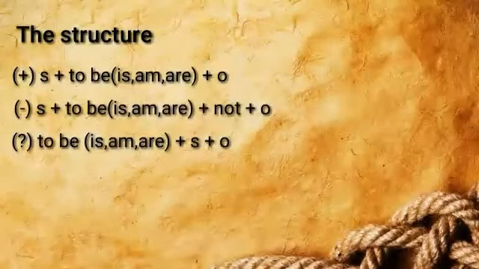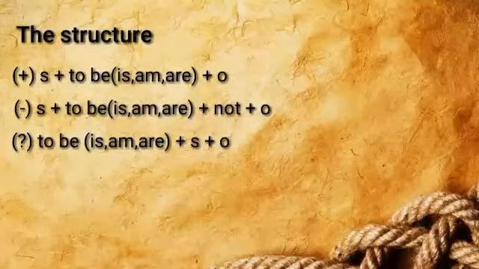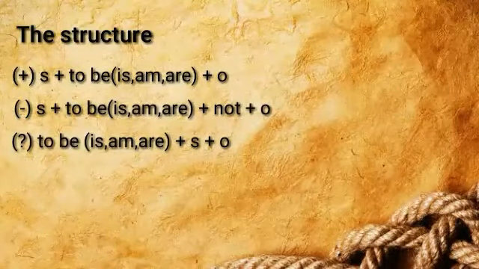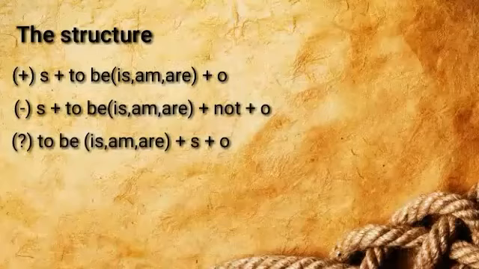This is the structure of nominal present tense. For positive formula, subject plus to be is, are, plus object. For negative formula, subject plus to be plus not plus object. And for interrogative formula, to be plus subject plus object.